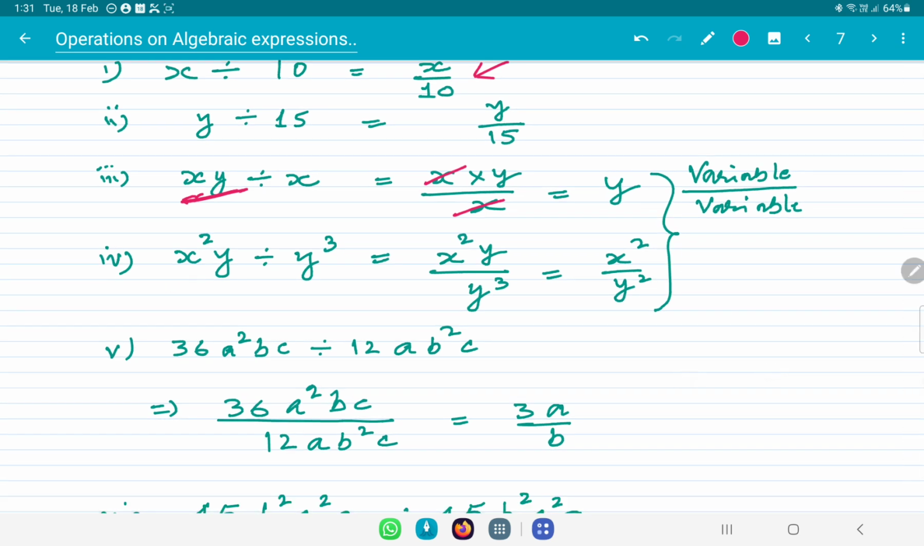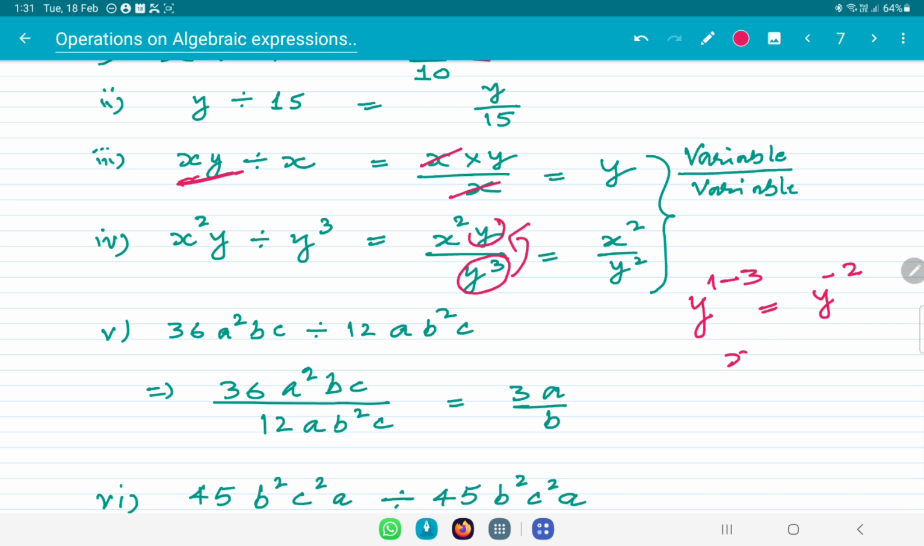Next is x square y divided by y cube. So here you can see this is y raised to the power 3 and this is only y. So it will become y to the power 1 minus 3 according to the rules of exponent. When division is there, power will be subtracted. So 1 minus 3 is y raised to the power minus 2. And always try to write your final answer in positive terms. So this is x square y to the power minus 2, but since we have to write in positive terms, we should write like this.